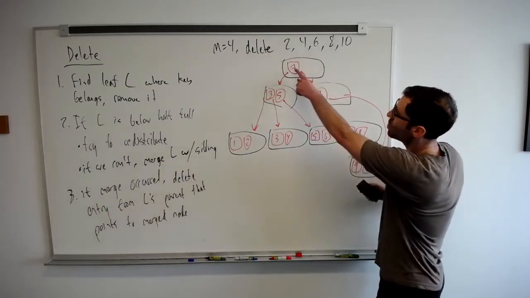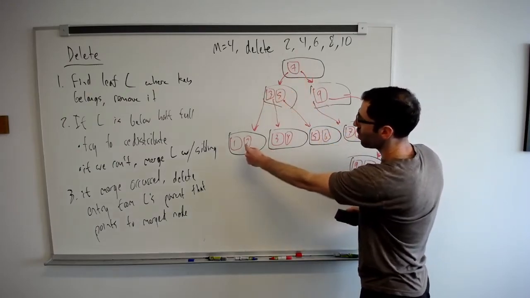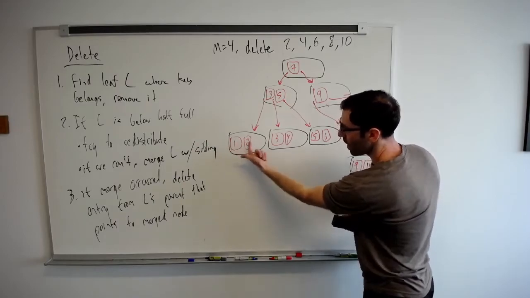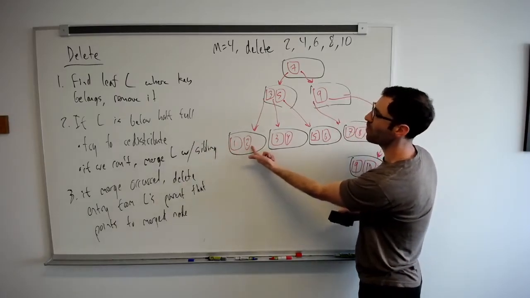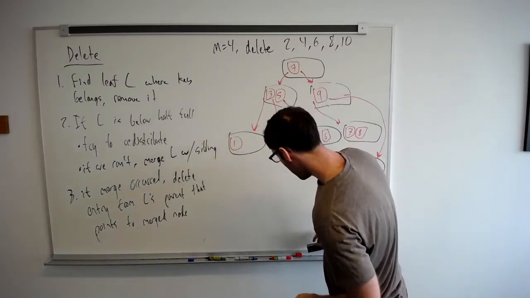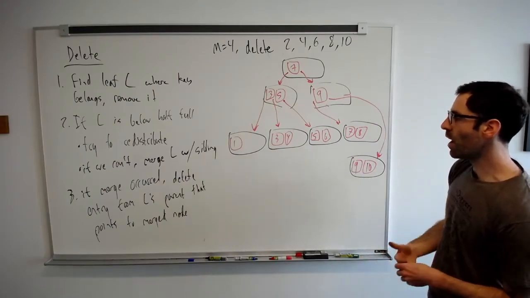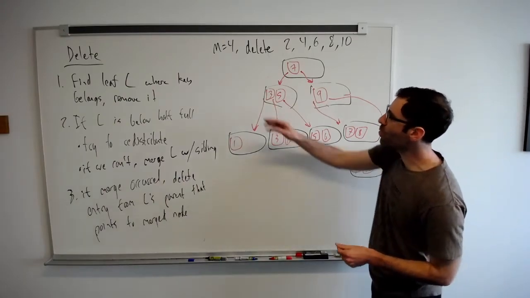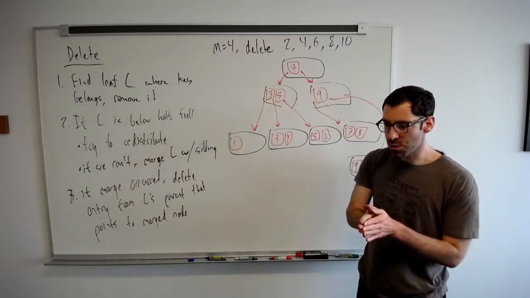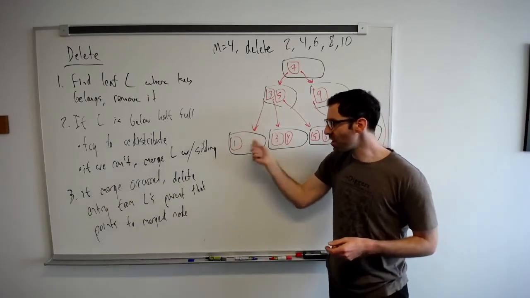We say, all right, 2 is less than 7, follow left. 2 is less than 3, follow here. We just look through the entries in our leaf node. Oh, we found a matching one, 2. Let's remove it. All right, is this node now below half full? So with m equals 4, we say m minus 1 is 3, divided by 2 is 1.5, rounded up is 2. So half full means at least 2.